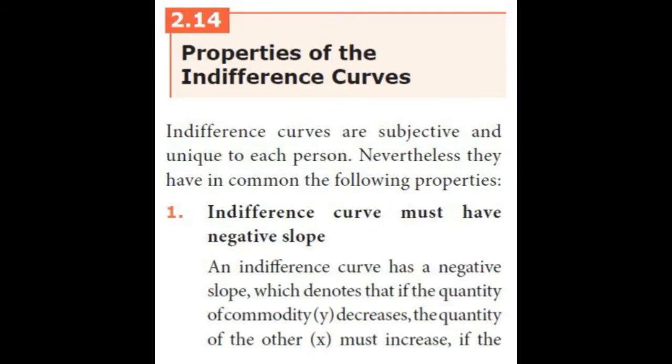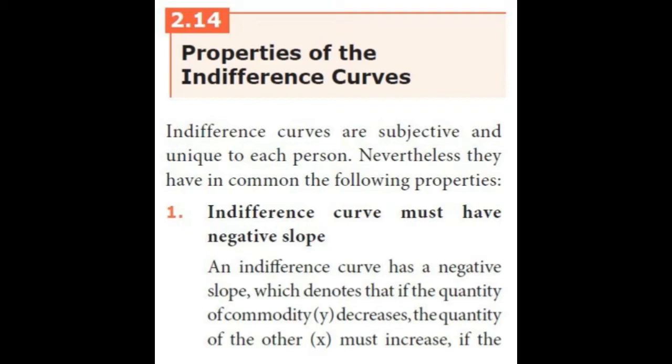Indifference curve must have a negative slope. A negative slope means the indifference curve must slope downwards from left to right. As the consumer increases the consumption of the X commodity, he has to give up a certain unit of the Y commodity in order to maintain the same level of utility or satisfaction. So as the quantity of commodity Y decreases, the quantity of commodity X must increase to maintain the same level of satisfaction.